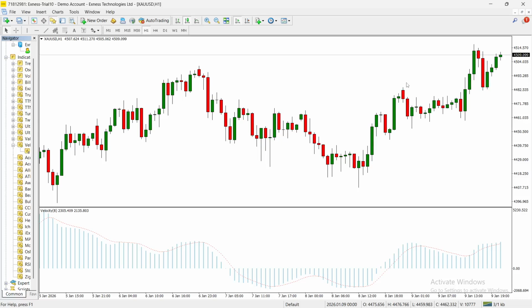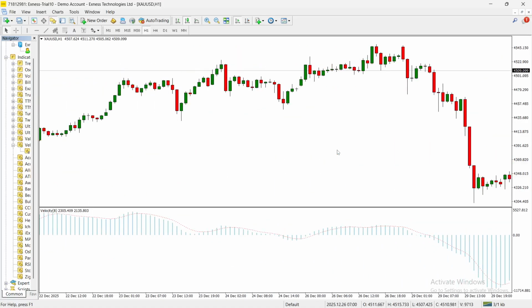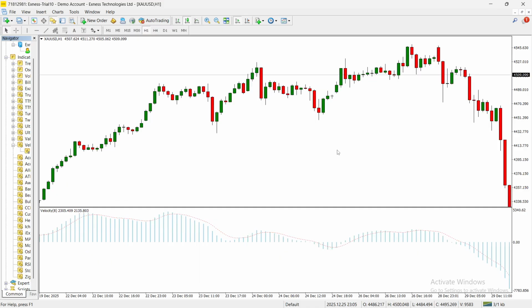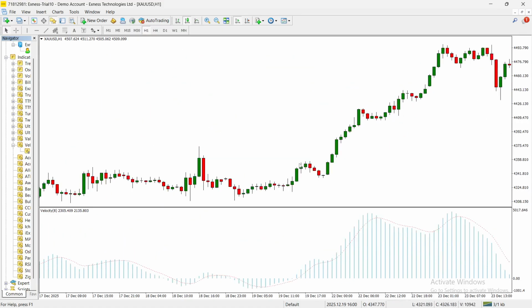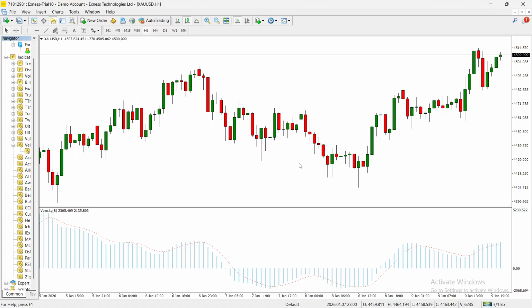Hey traders, in this video, we are looking at the velocity V2 indicator for MT4. This advanced momentum-based tool measures the speed and strength of price movements, helping traders identify accelerating trends and potential exhaustion points. In this video, you will see how the velocity V2 works, how signals are interpreted, and which trading strategies are described.